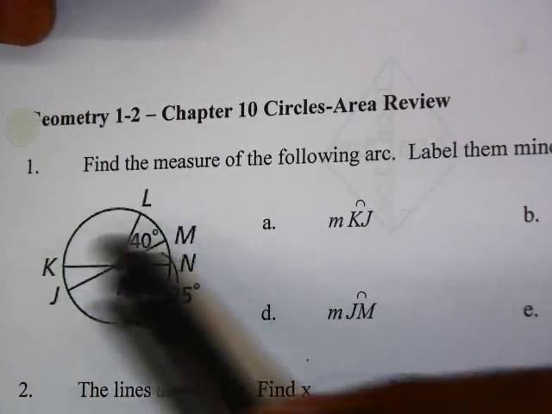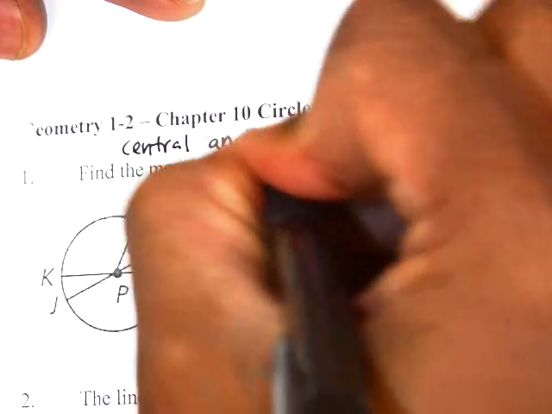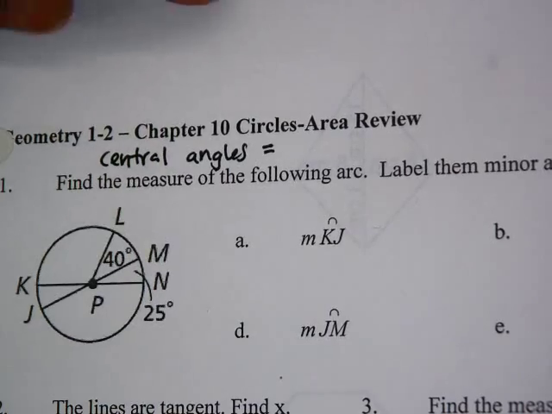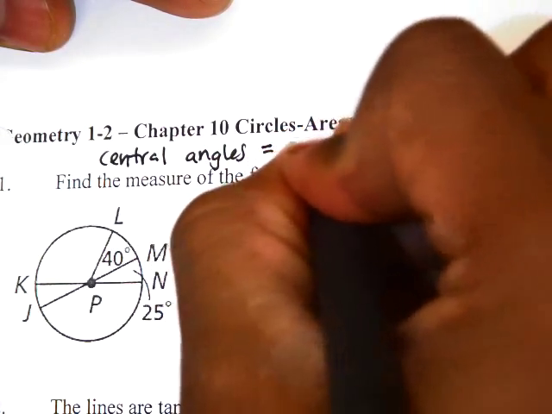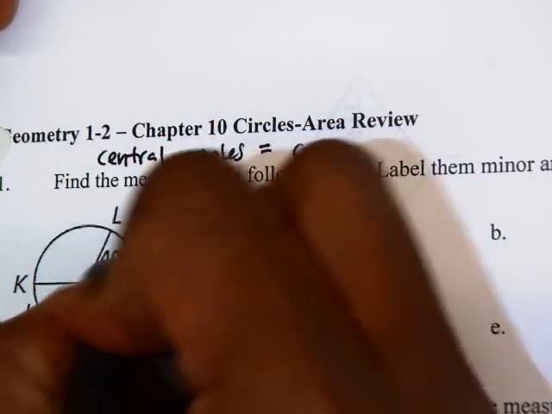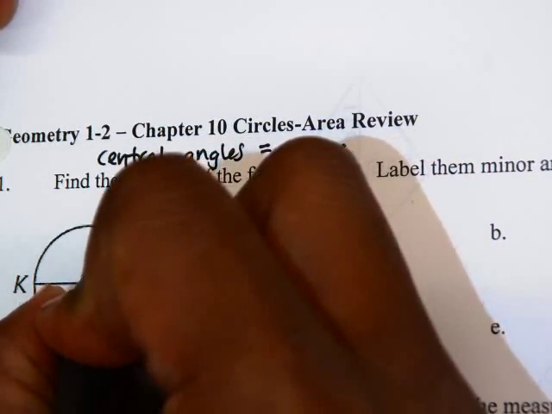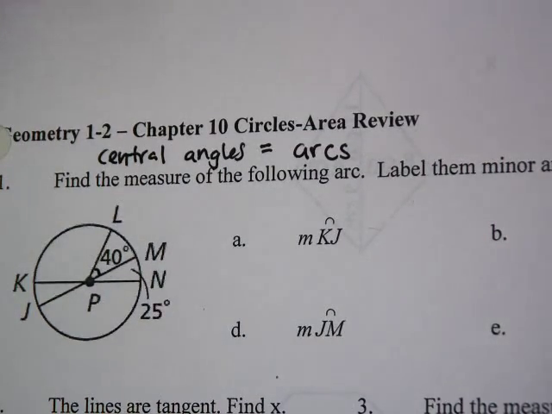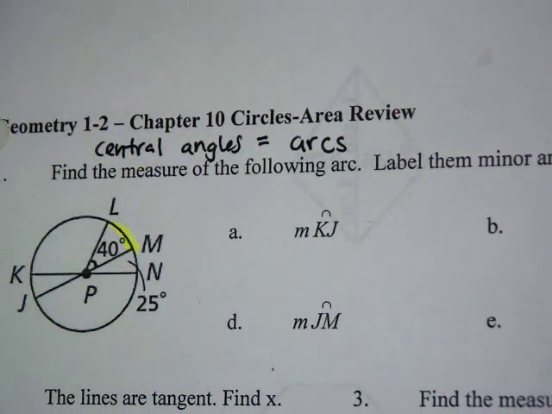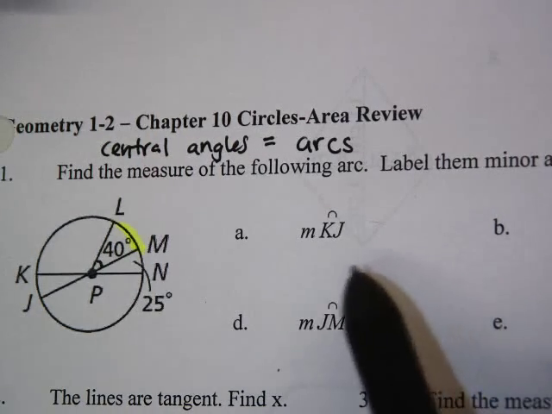And what they gave us here, these are called central angles, because they are angles that go through the center of the circle. Now we measure central angles, or we measure arcs, in terms of what the central angle is. So whatever the measure of the central angle is equals the arc. So for example, this angle LPM is 40 degrees. So we measure the arc that gets made from that with the circle, LM, that is also 40 degrees.